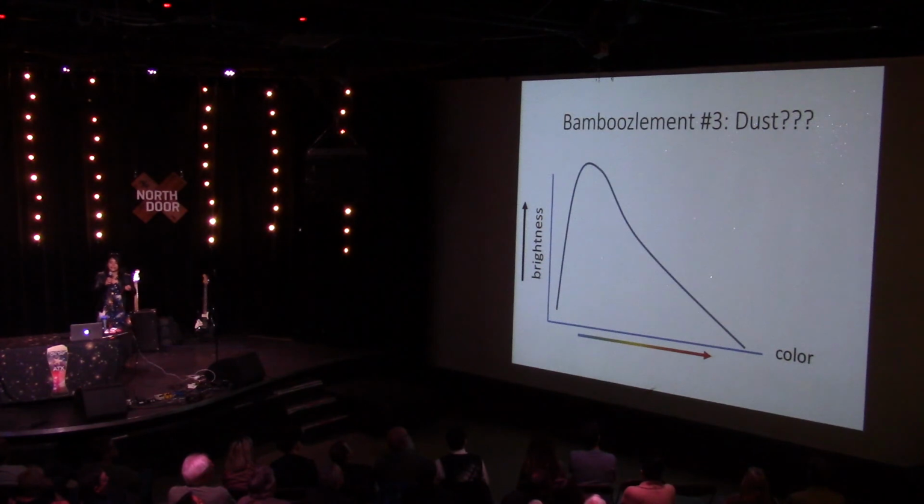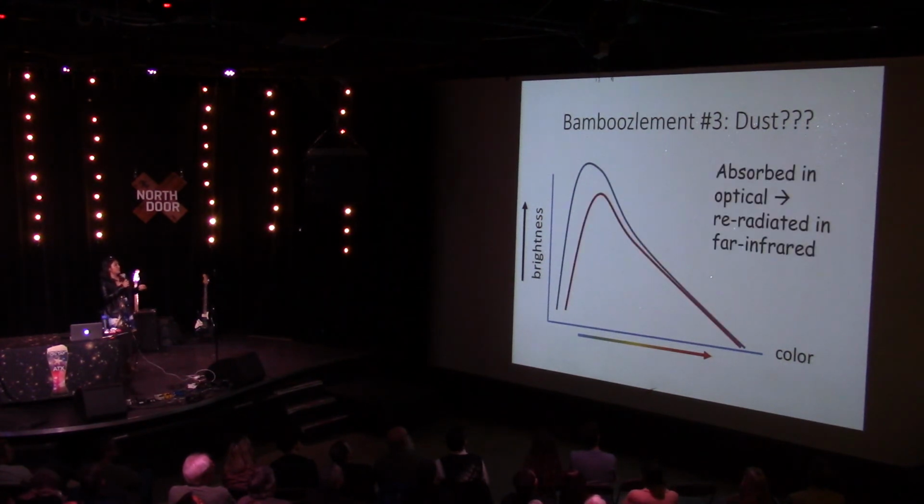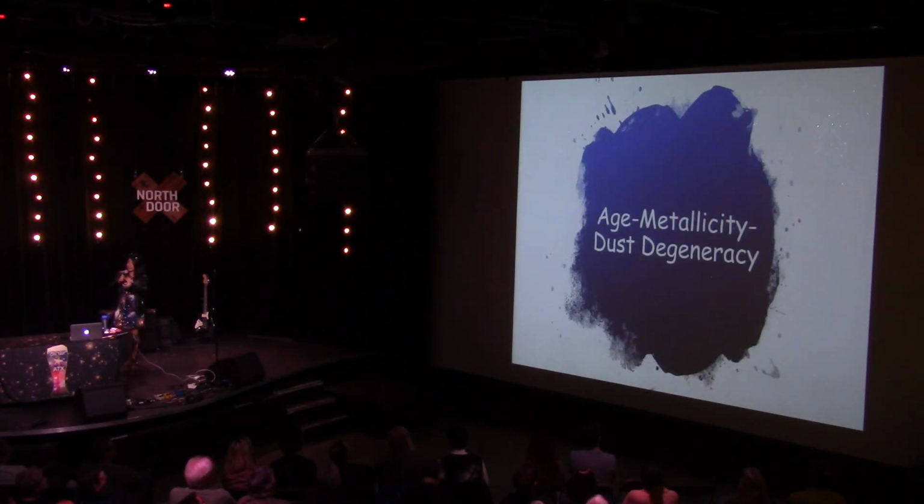So then what happens is dust absorbs the light on the bluer side preferentially. It absorbs in the optical, and then is re-radiated in the far infrared. So that's bamboozlement number 3. And all of these 3 things, age, metallicity, and dust, form this degeneracy because all of them basically turn your star into something that's redder. It's probably not just because of the temperature.